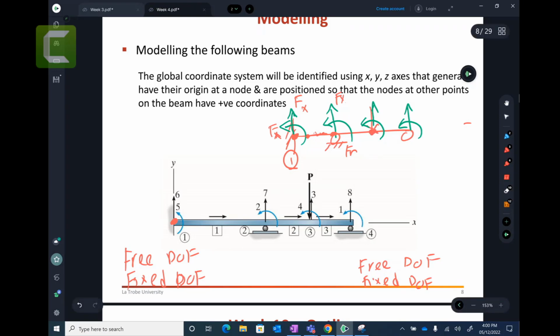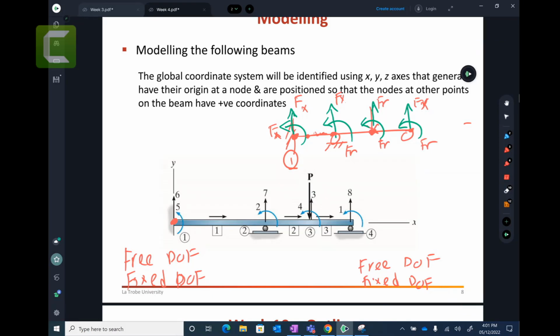This point here, there is no support here. It can freely rotate and freely displace. So this is free and this one is free. So they have 2 free degrees of freedom. Similarly here, this point cannot go up and down, so this one would be fixed, but this one would be free. Do you understand these ones, right?